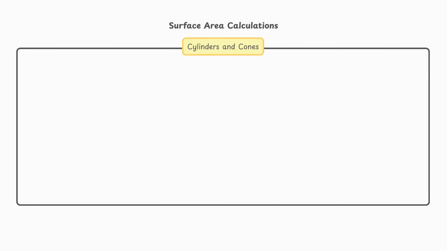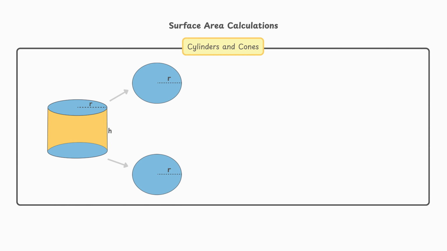Now let's move on to surface area calculations for cylinders and cones. A cylinder has 3 main surfaces: 2 circular faces and 1 curved surface wrapped around the middle. The 2 circular faces are the top and the bottom. Since each one is a circle, we use the formula pi r squared to find the area of one circular face. So for a cylinder, the top circle has area pi r squared, and the bottom circle also has area pi r squared. The curved surface is the rectangular part shown in the middle.